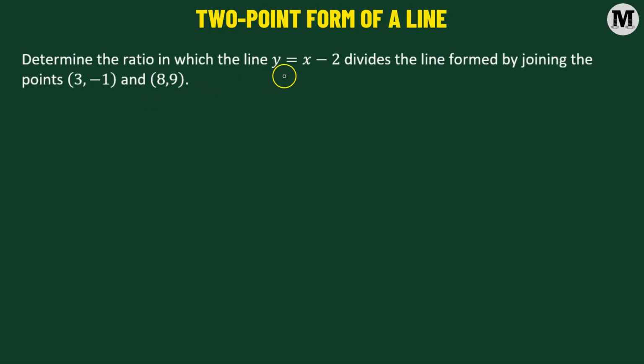Determine the ratio in which the line y equals x minus 2 divides the line formed by joining the points (3, -1) and (8, 9). Let us begin.